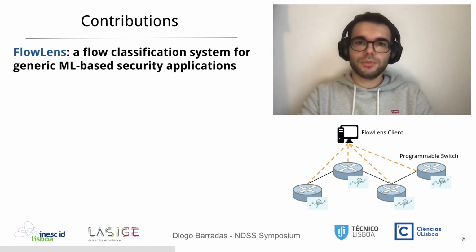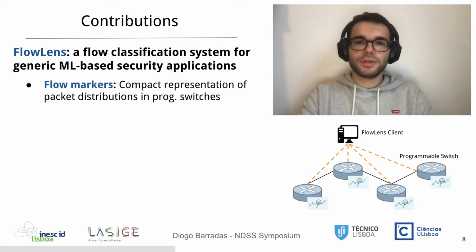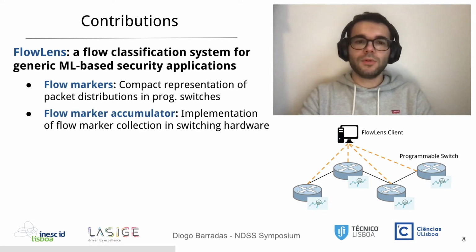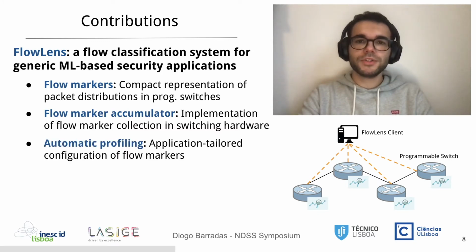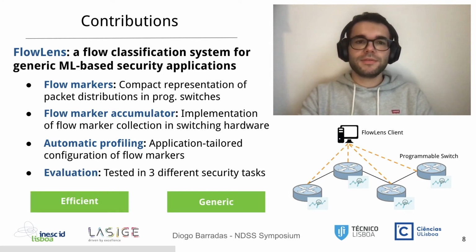In our paper, we introduced FlowLens, a flow classification system for generic machine learning-based security applications. With FlowLens, we deliver two main contributions. Our first contribution is the generation of flow markers, which are a compact representation of packet distributions within programmable switches. We also implement the flow marker accumulator in switching hardware, which allows us to collect these flow markers within the programmable switch. Our second major contribution is an automatic profiling process, which can tailor the composition of these flow markers in an application-specific way. Finally, we tested FlowLens in three different security tasks, and we confirm that FlowLens is both efficient and generic enough to support a multitude of machine learning-based applications.